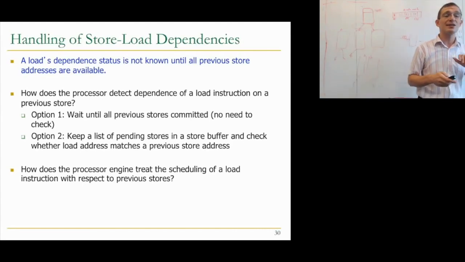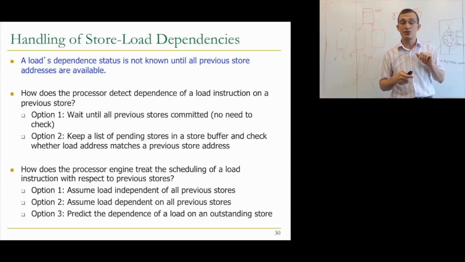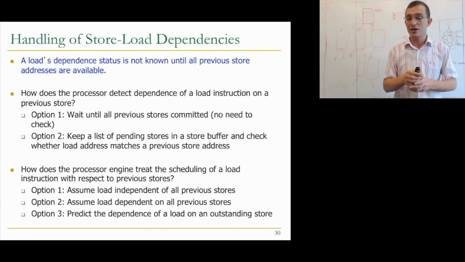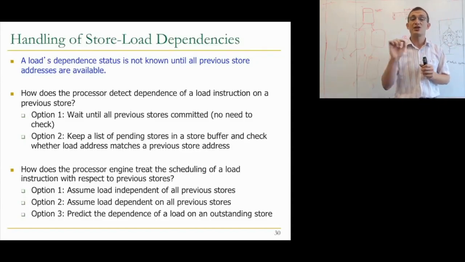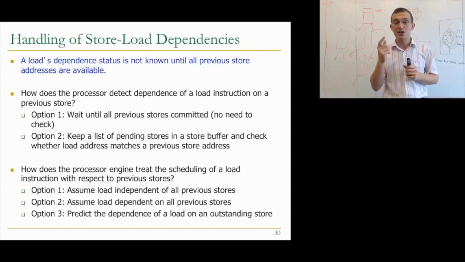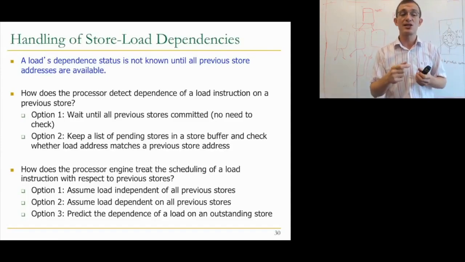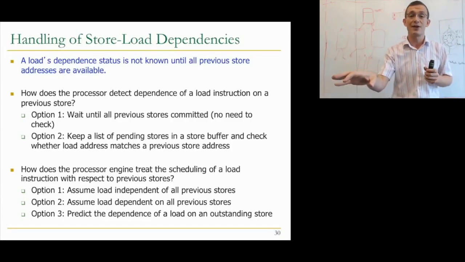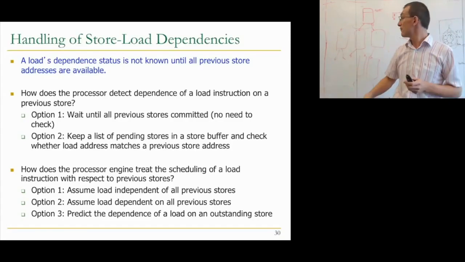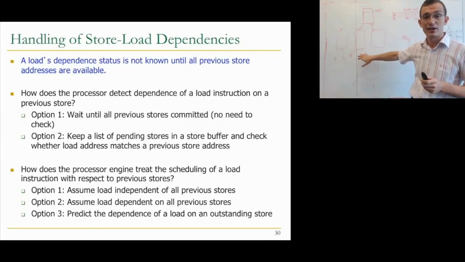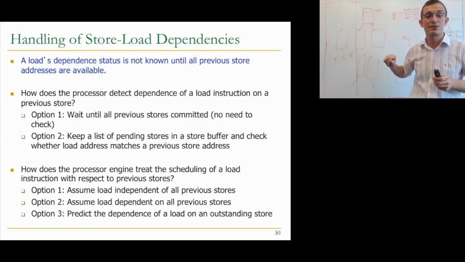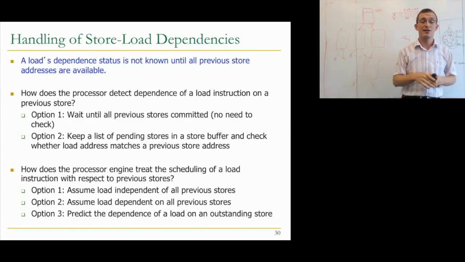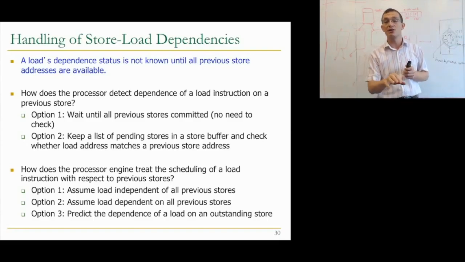How do you actually treat the scheduling of a load instruction with respect to previous stores? Basically, when you get a load instruction, when do you schedule it? There are 3 options depending on different aggressiveness levels. The first is you can assume that the load is independent of all previous stores and schedule the load right away. This is what we were doing earlier with a lot of the thread level speculation approaches that I've discussed.